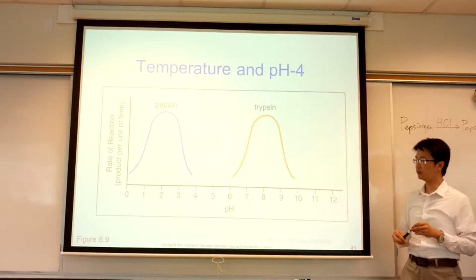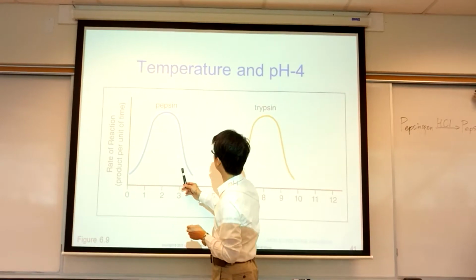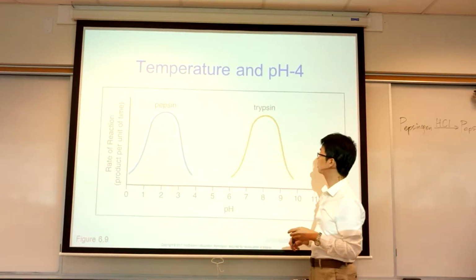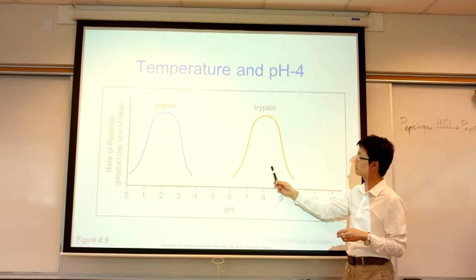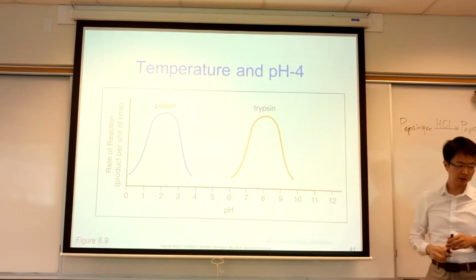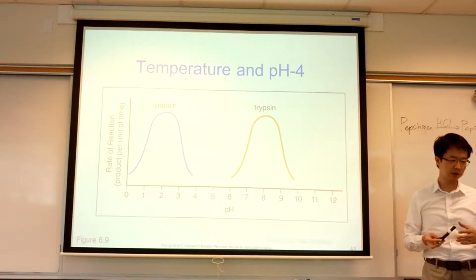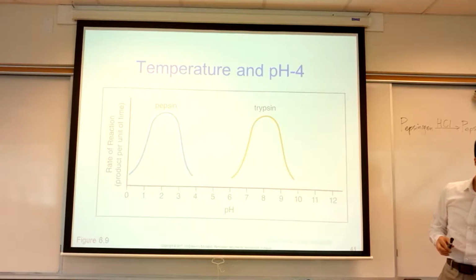So as I mentioned before, pepsin has an optimum pH to work with. It's around pH 2. For trypsin, it is neutral to a little bit basic, around 8. So depending on the enzyme, each one will have a different optimum pH to work with.